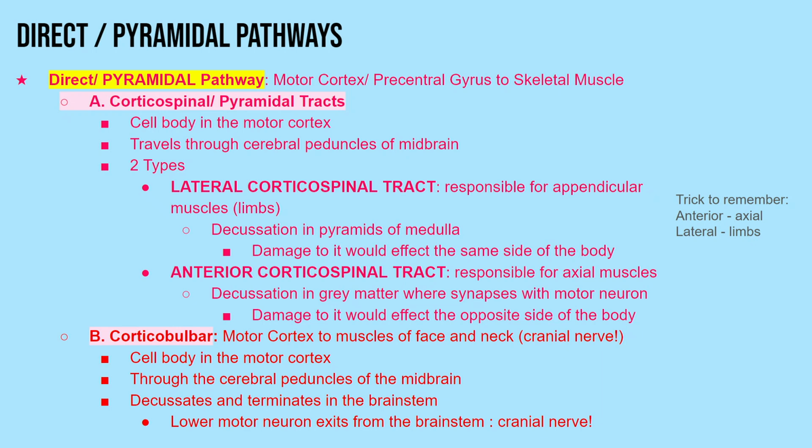I have a couple of these on these slides. I wanted to give you some tricks to remember things. For the anterior corticospinal tract, you can remember that it controls the axial muscles, because A and A, and then lateral controls limbs, lateral and limbs.